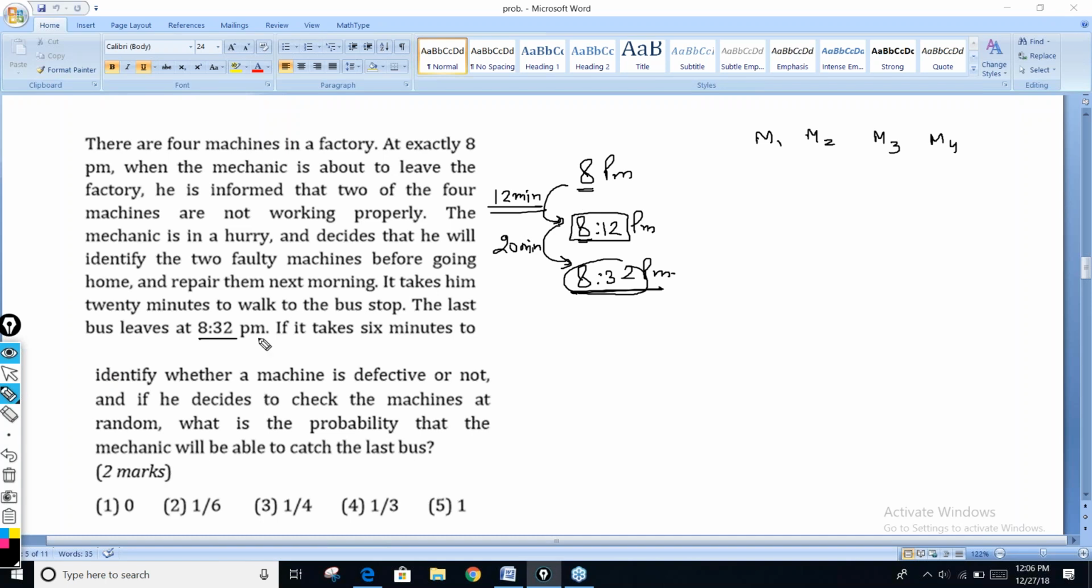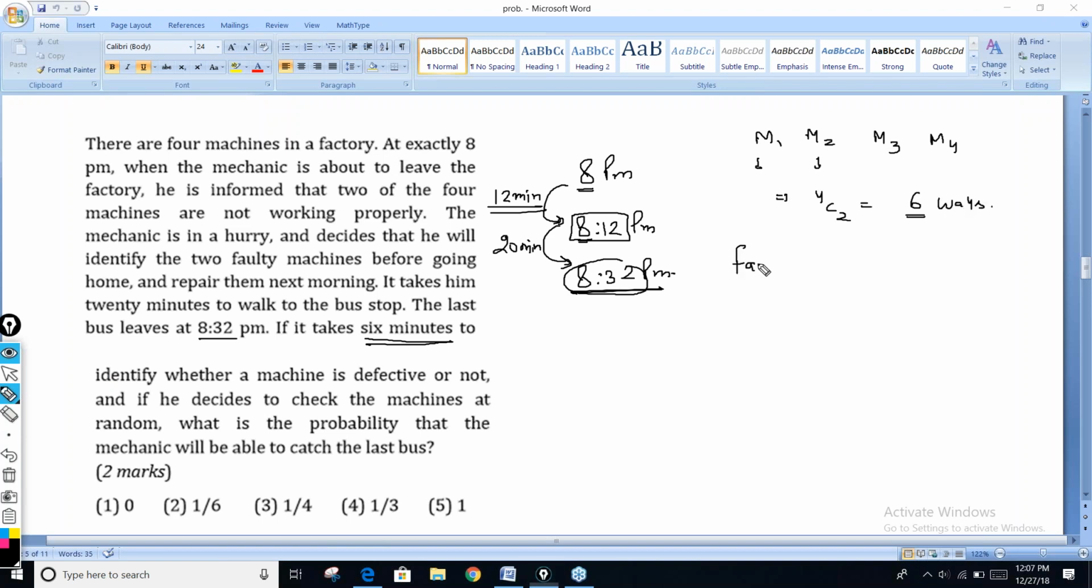And how much time does it take to identify? He takes 6 minutes. It is given that it takes 6 minutes to identify whether the machine is faulty or working. So if he has 12 minutes, he can check just two of the machines. So in how many ways can he check two of the machines? He can check any two. So total cases are 4C2, which is 6. Total ways of selecting any two machines out of four machines is 6 ways. So that becomes the total cases.